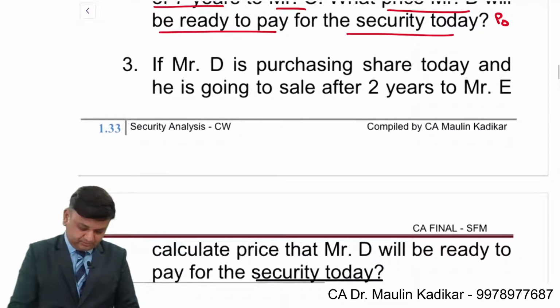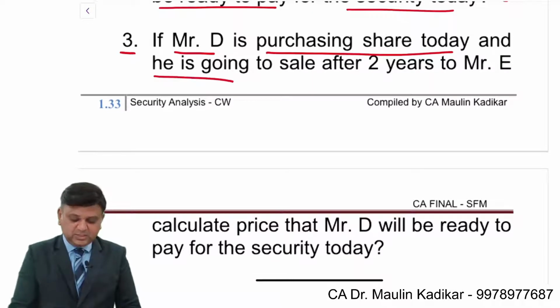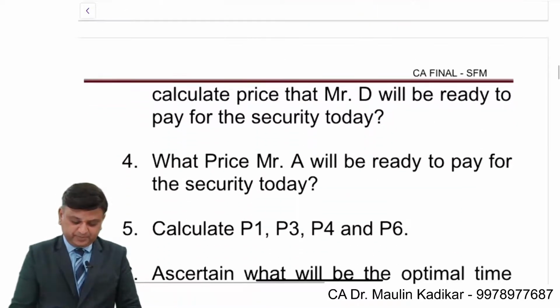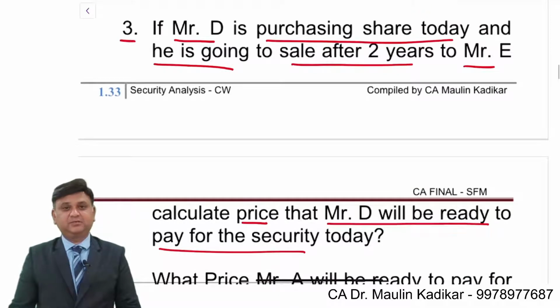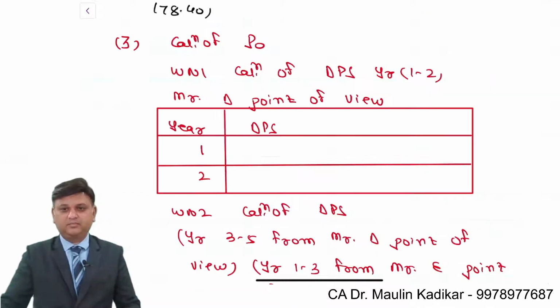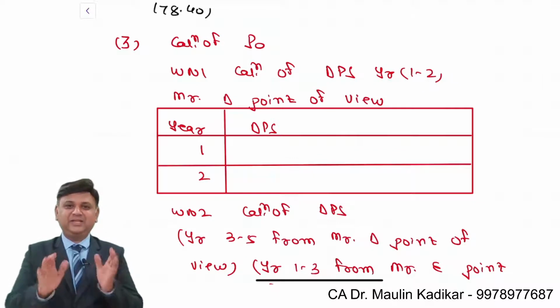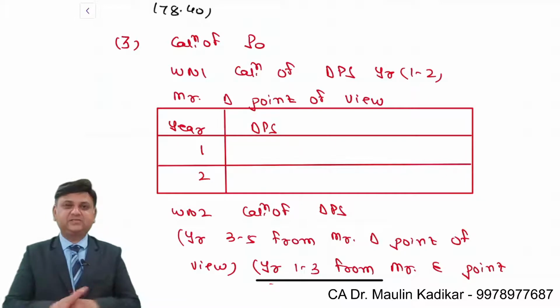Third question. If Mr. D is purchasing the share today and he is going to sell after 2 years to Mr. E, calculate the price that Mr. D will be ready to pay for the security today. That is the question. Try to calculate the answer on your own. So now let us see how to do the answer. Everybody is requested to pay attention.